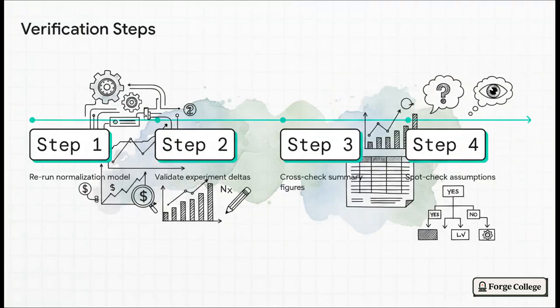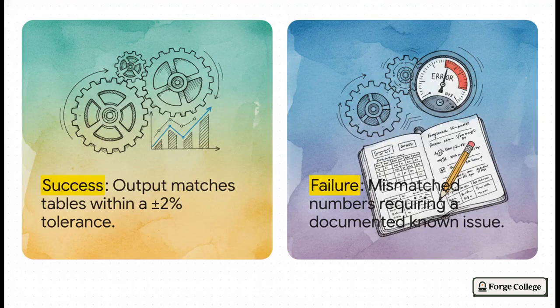Think of this step like thoroughly testing the machine right before shipping it to the client. You absolutely must rerun the normalization script, validate the before and after cost deltas, trace your summary figures straight back to your CSVs, and deliberately spot check every single assumption. So what does success actually look like here? Well, if your sample runs match the normalized tables in your report within a 2% tolerance, ship it. You're good. But if they don't, then you have a failure.